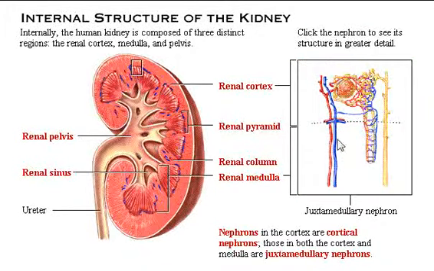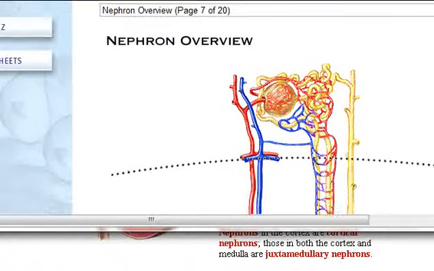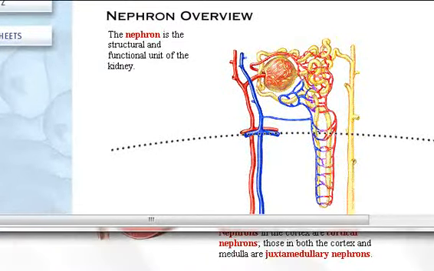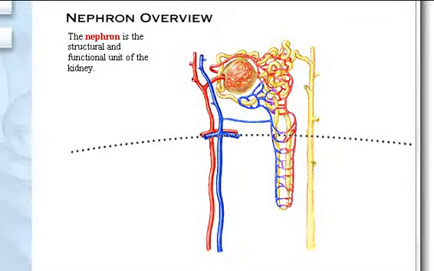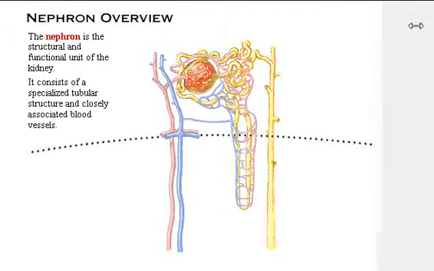Click the nephron to see its structure in greater detail. So let's look at the nephron. Here you see a juxtamedullary nephron. The nephron is the structural and functional unit of the kidneys. It consists of a specialized tubular structure and closely associated blood vessels. That's kind of simple with that part.